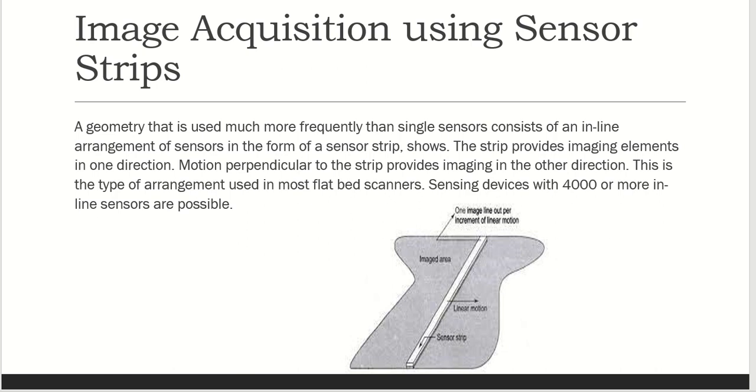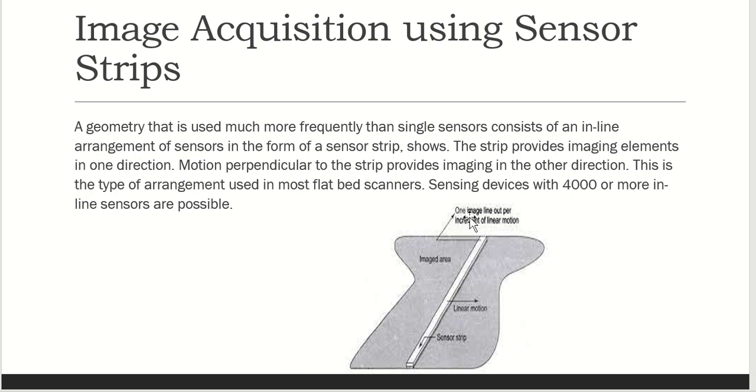Next is image acquisition using sensor strips. The last one, a geometry that is used much more frequently than single sensors, consists of an in-line arrangement of sensors in the form of sensor strips. The strip provides imaging elements in one direction only. Motion perpendicular to the strip provides imaging in the other direction. This is the type of arrangement used in most flatbed scanners. Sensing devices with 4000 or more in-line sensors are possible.